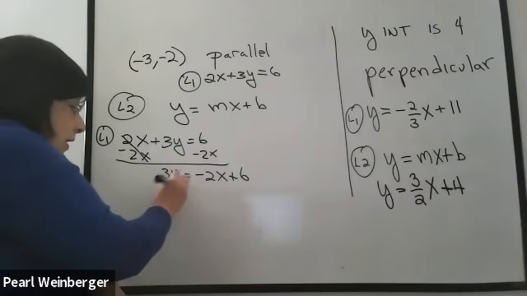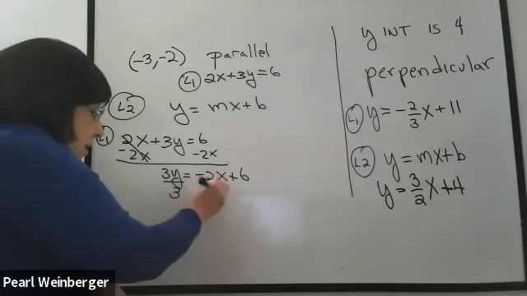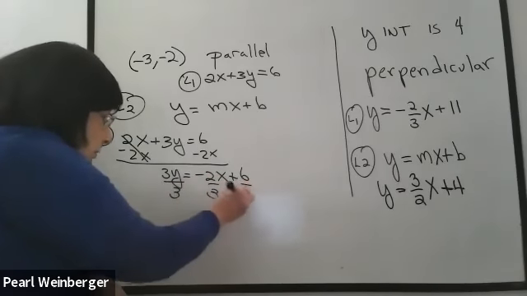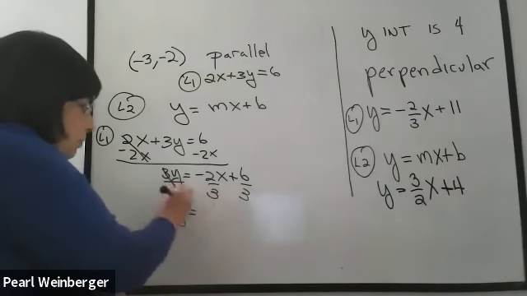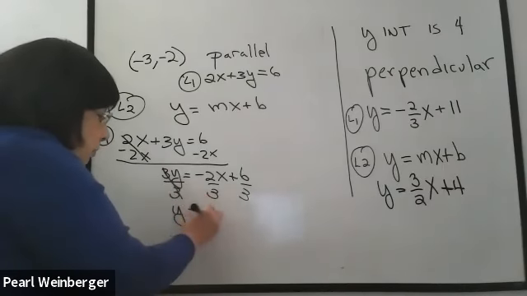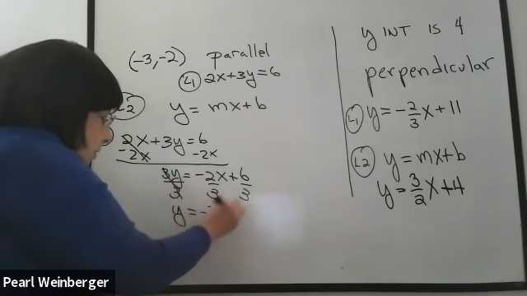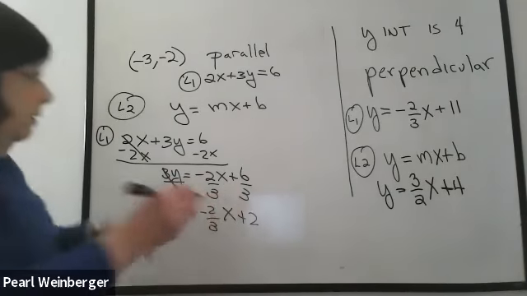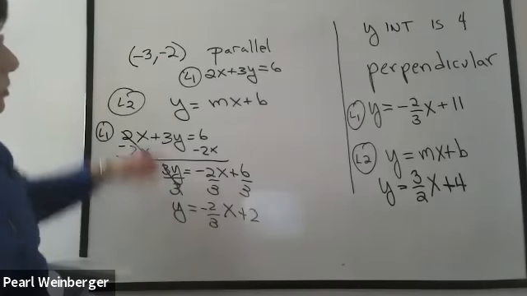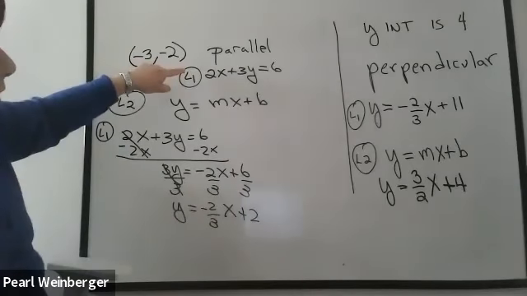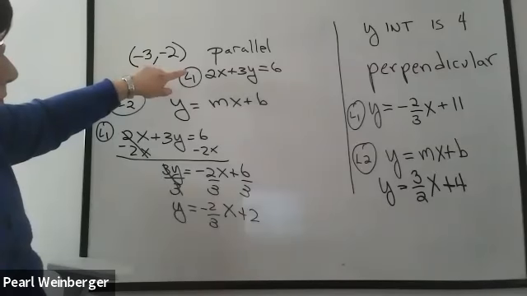And divide everything by 3. So this gives me y equals negative 2 over 3x plus 2. This is not my line. This is the original line in y equals mx plus b form.